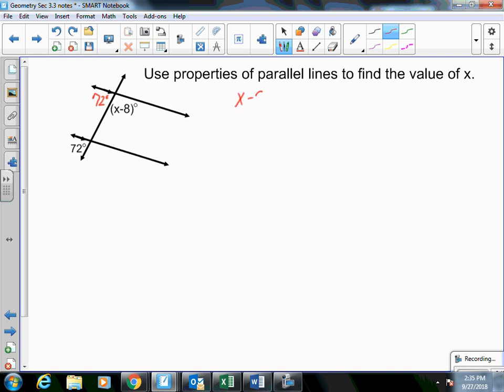So x minus 8 plus 72 should equal 180. Or x plus 64 when we combine negative 8 and 72. Subtract 64. X is going to equal 116.